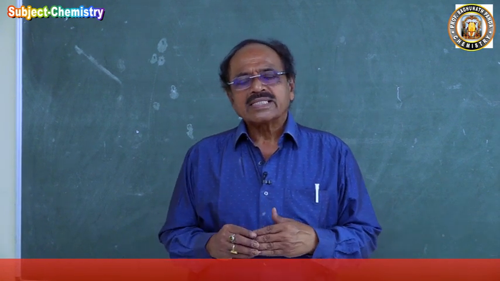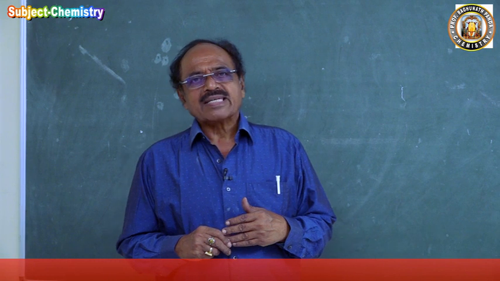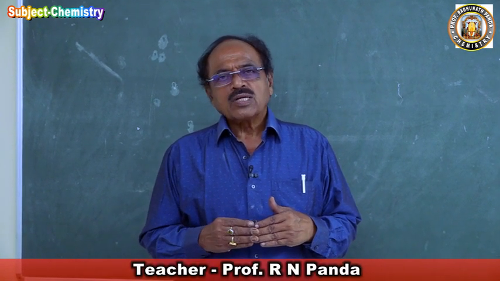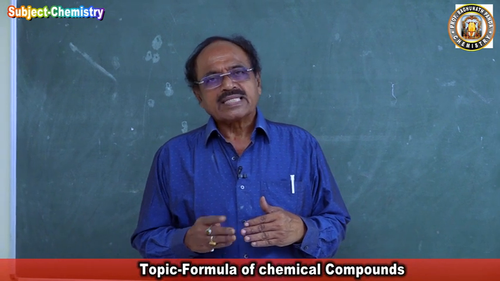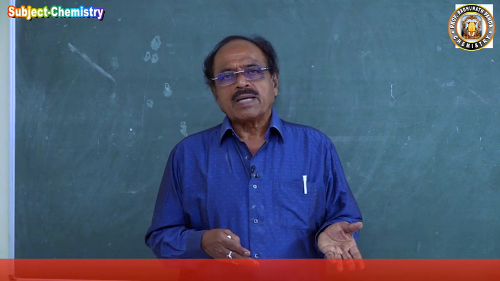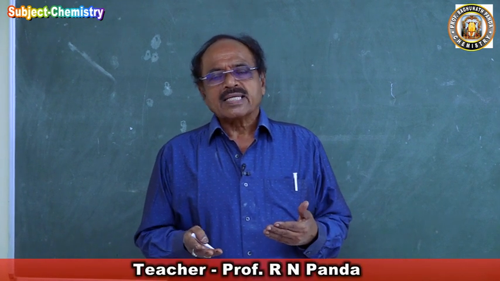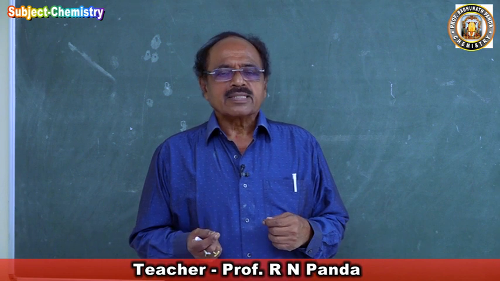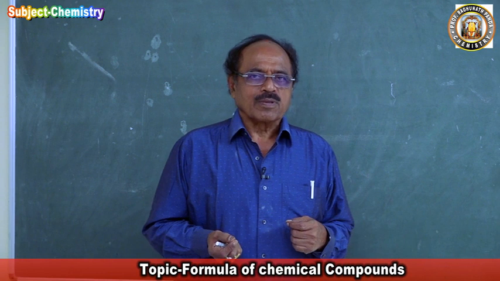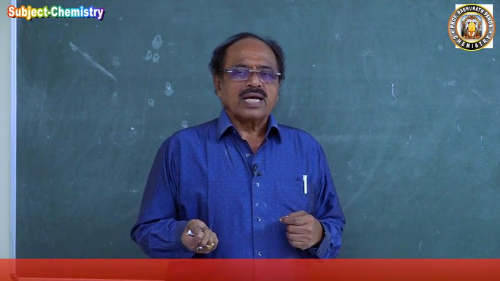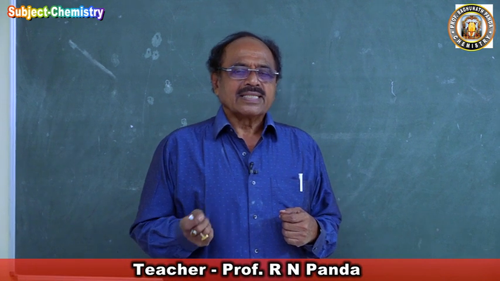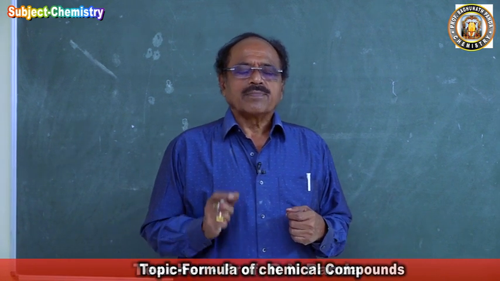The other elements of group 7 are bromine and iodine. The elements belonging to a group exhibit similar physical and chemical properties. So bromine and iodine also form the same type of radicals: BrO4 minus perbromate, BrO3 minus bromate, BrO2 minus bromite, and BrO minus hypobromite. Iodine forms IO4 minus periodate, IO3 minus iodate, IO2 minus iodite, and IO minus hypoiodite.